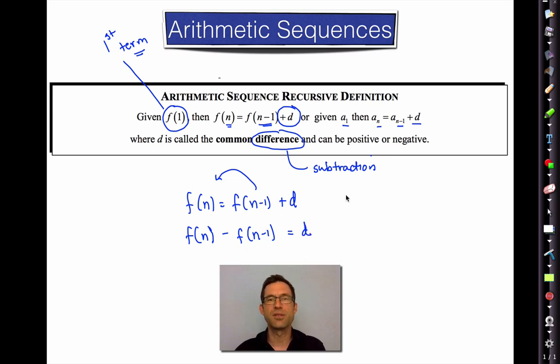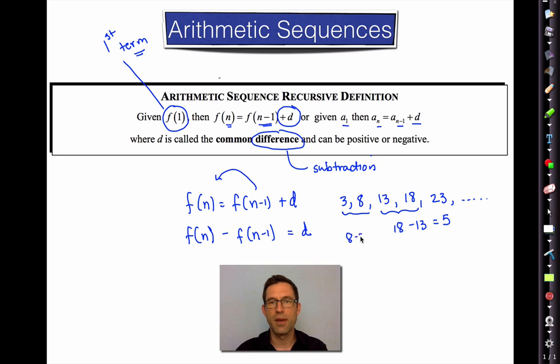In other words, if you had a sequence like 3, 8, 13, 18, 23, etc. If you took any pair, like 18, and you subtract 13, you'd get 5. Or if you took this pair, 8 minus 3, you'd get 5. Or if you took this pair, 13 minus 8, you'd get 5. Right? It's what's called the common difference.